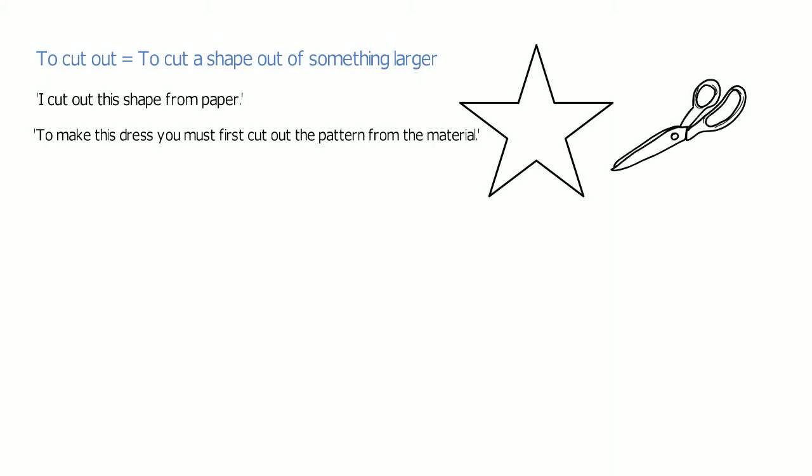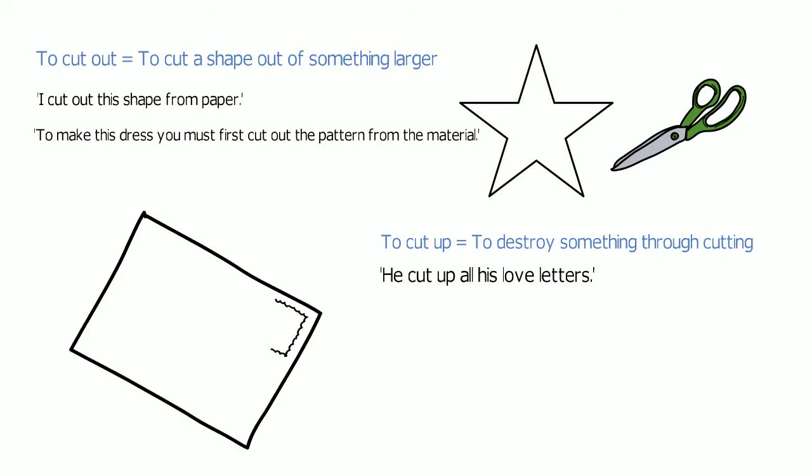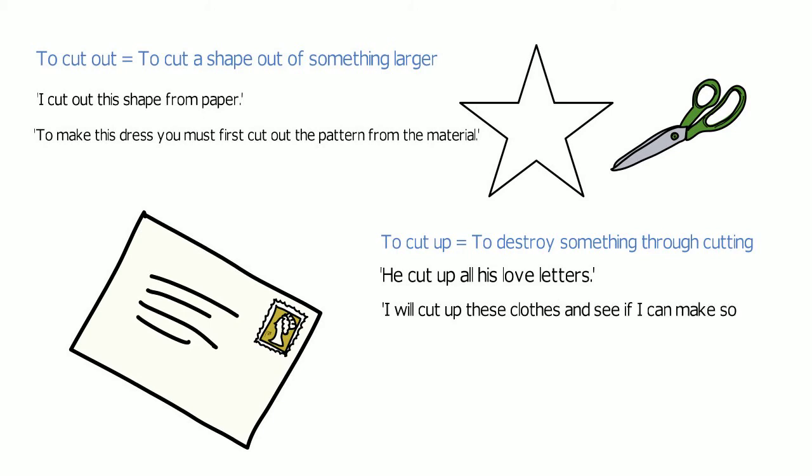The final cut is to cut up. This means to destroy something through cutting. For example, he cut up his love letters. This means that the love letters were cut into very small pieces. Or, I will cut up these clothes to see if I can make something new from them.